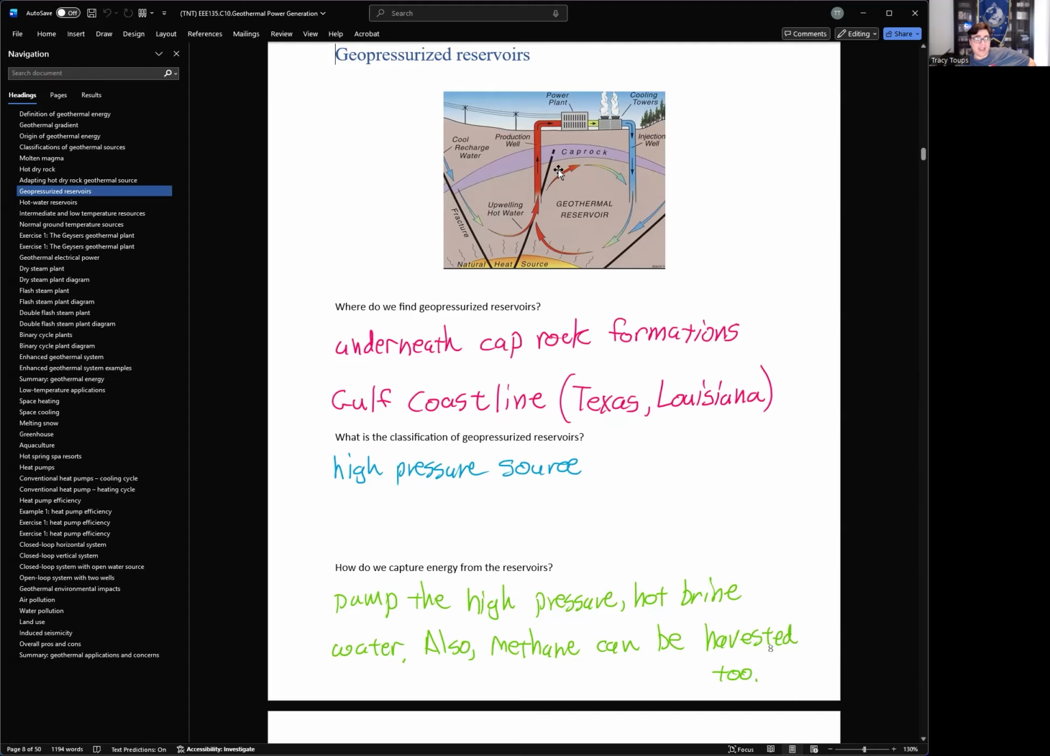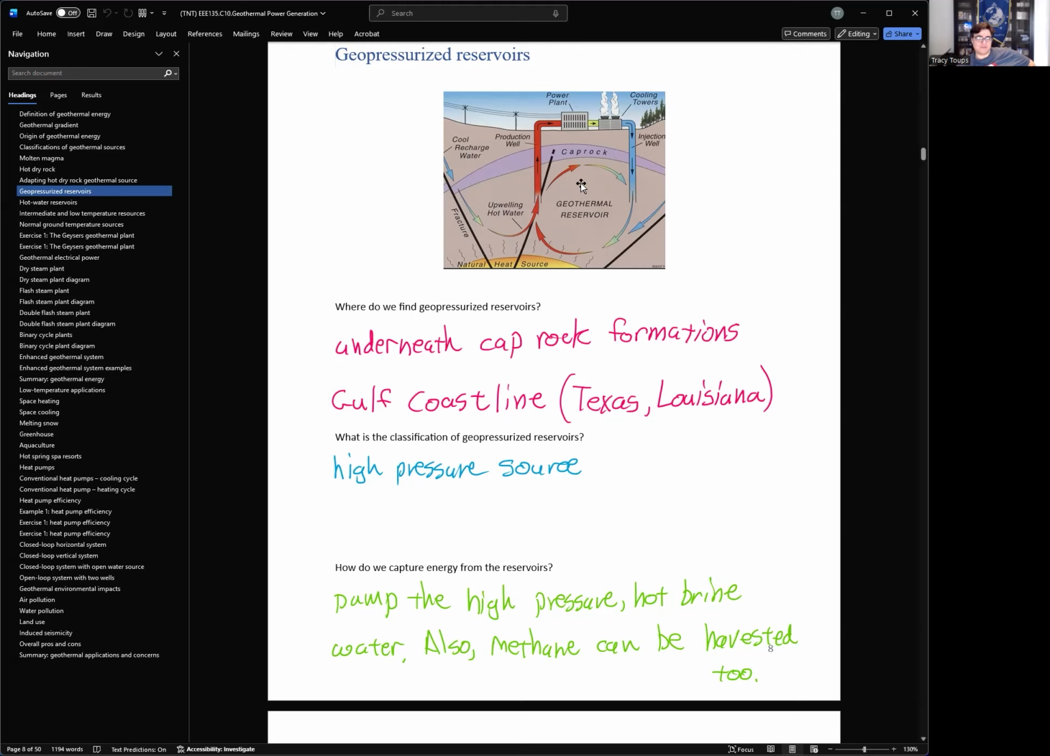Okay. So where do we find geopressurized reservoirs? Underneath cap rock formations. A lot of cap rock formations formed in the Gulf coastline, meaning Texas, Louisiana, some Mississippi, and Alabama. But typically, it's just how nature is formed for millions of years. The southeastern parts of the United States have a lot of these cap rocks. That's why we have oil everywhere, and that's why we have the possibility of a geothermal reservoir as well.